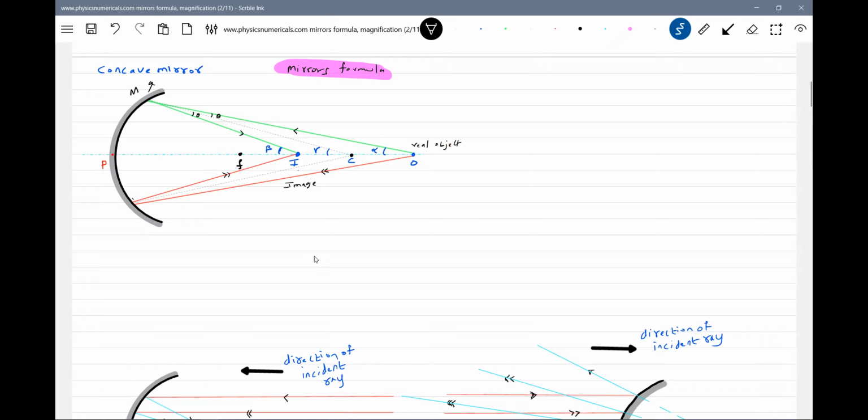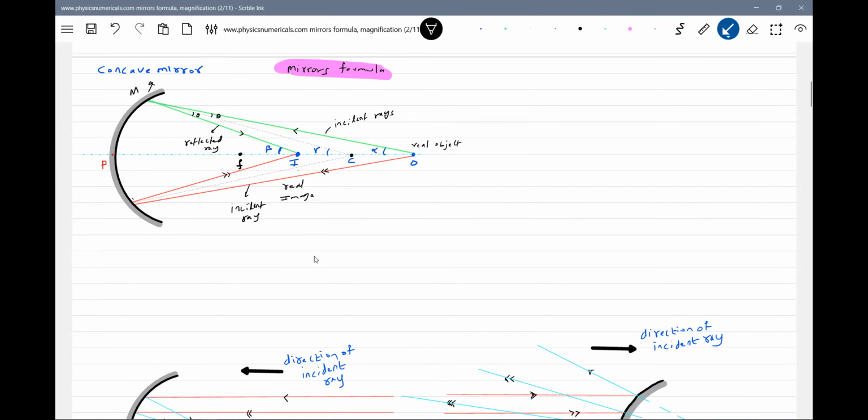Later I'll come in detail. We are only going to discuss the mirror formula now. These are incident rays. This is the reflected ray. The same thing is applicable here also. This is the incident ray, and the other one is the reflected ray.